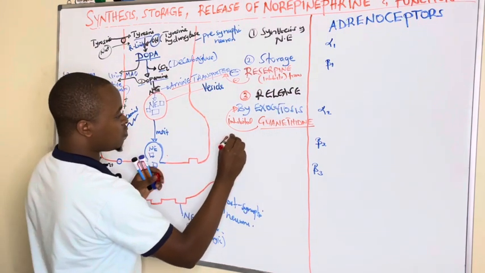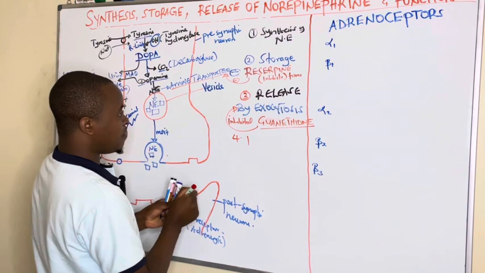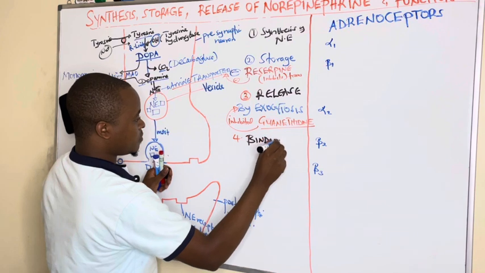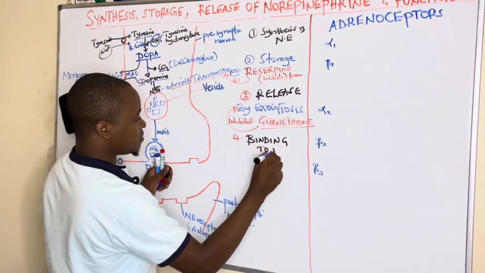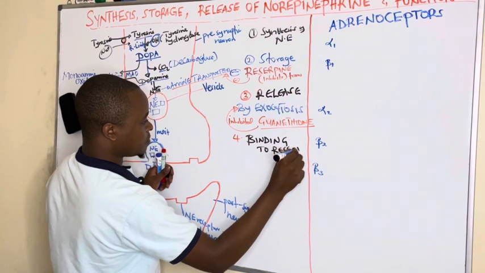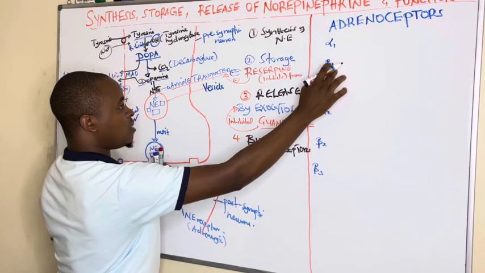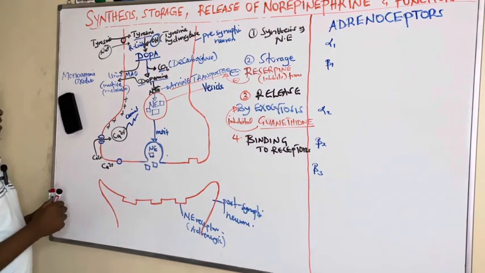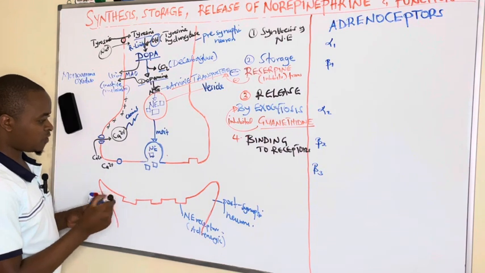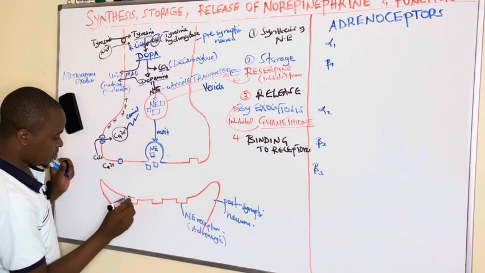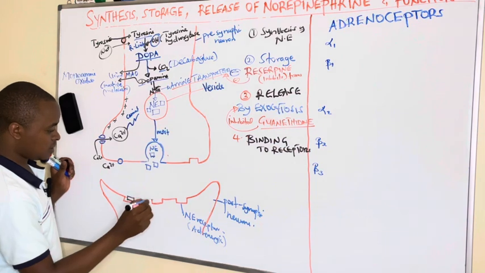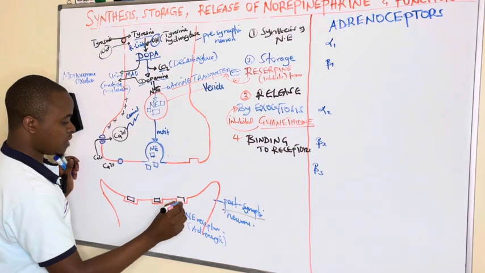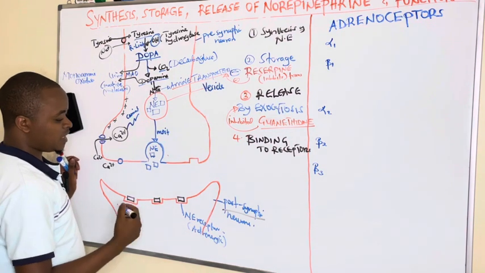After the norepinephrine is released, step number 4 is binding, whereby it binds to receptors, which can be alpha 1, beta 1, alpha 2, beta 2, and beta 3. After being released, the norepinephrine comes and binds to the receptors on the postsynaptic neuron, and the response depends on which receptor.